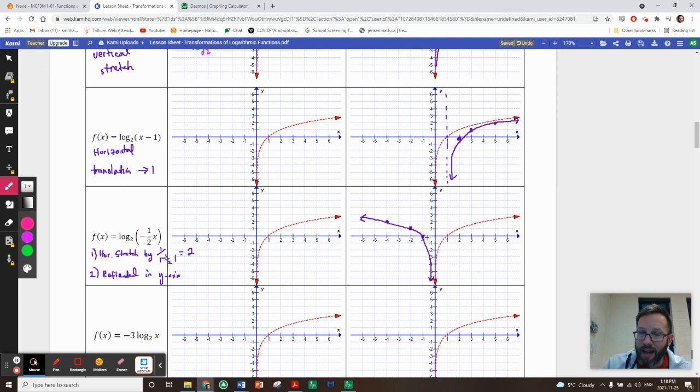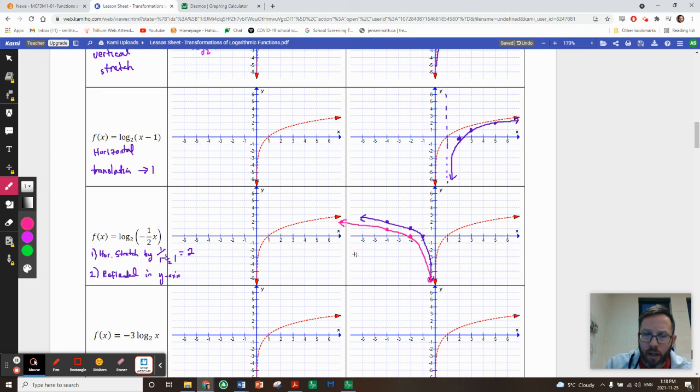So negative 1, 0, we're going to stretch it horizontally to negative 2, 0. Negative 2, 1 goes to negative 4, 1. And negative 4, 2 is going to go to negative 8, 2, which is a bit off the graph, somewhere like that. And so we'd have a graph that looks like this. Still have the same vertical asymptote, something more or less like that.